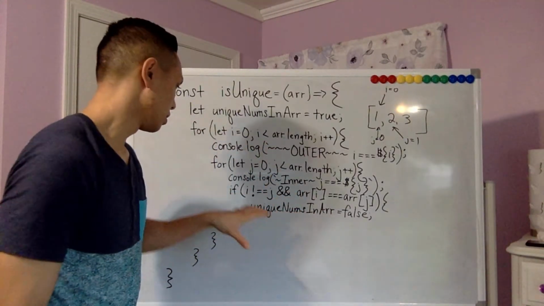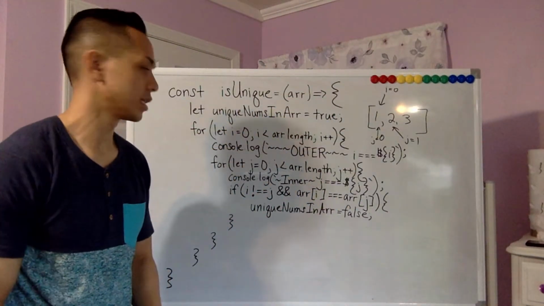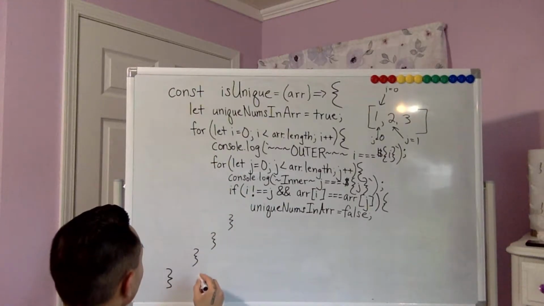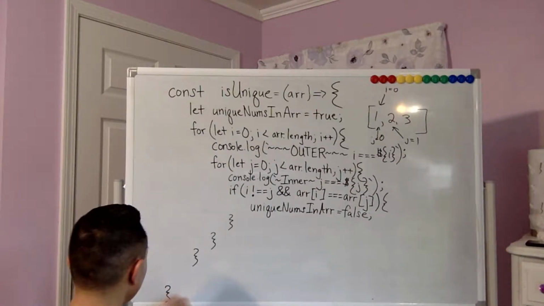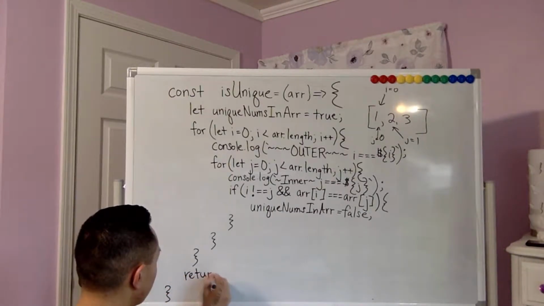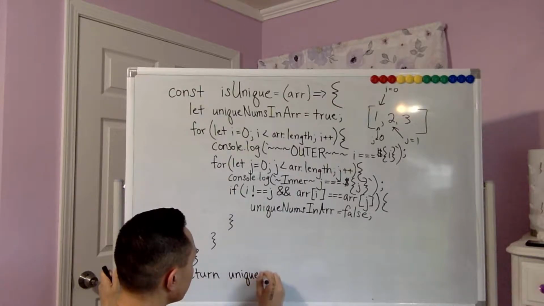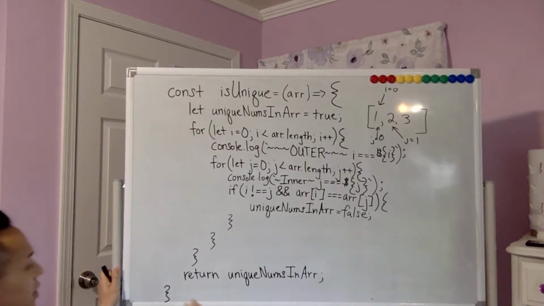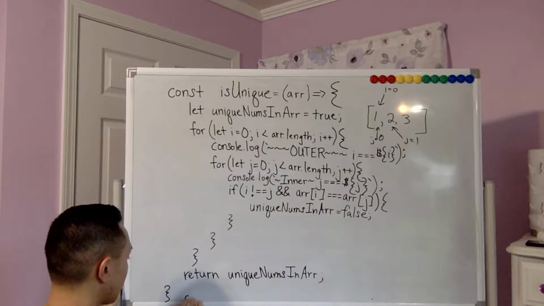Okay? So that's how that's going to check whether or not the numbers, while they're being compared to each other, are going to be duplicates or not. And lastly, down here, after the entire for loop runs, we're going to want to make sure that by default, we return that variable that we've created at the beginning here. So we'll return unique nums in array.